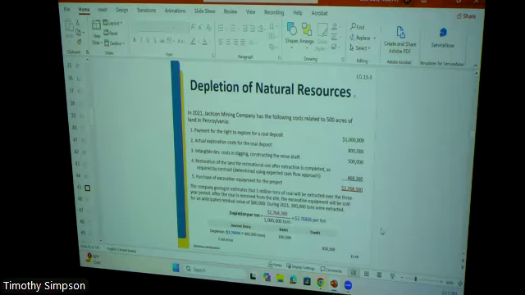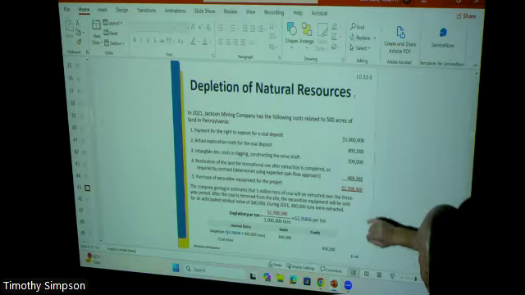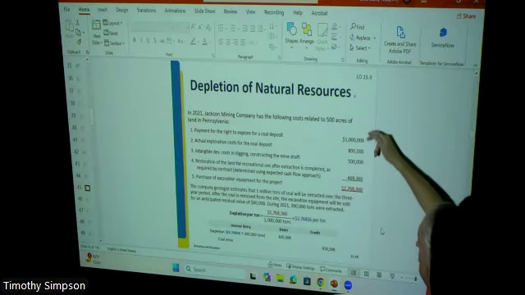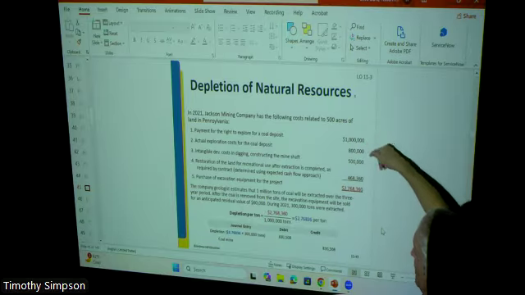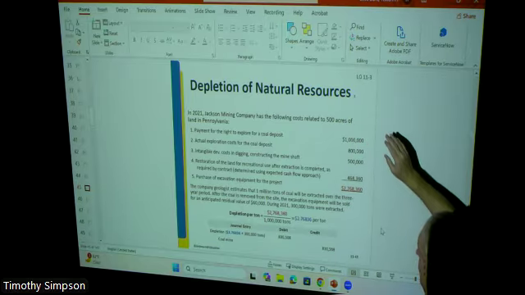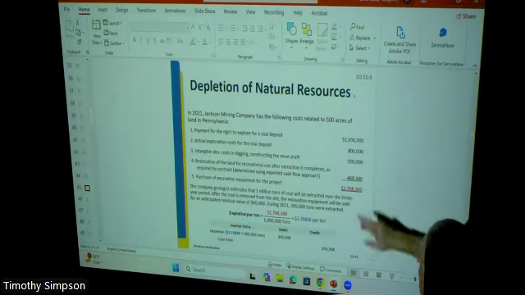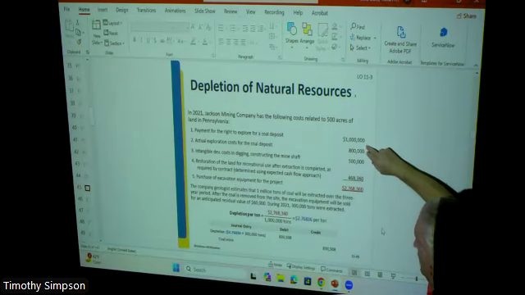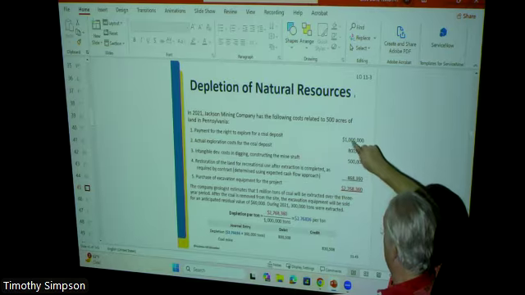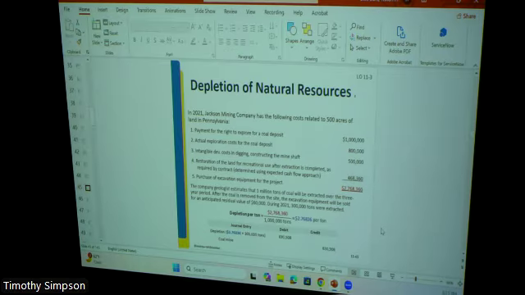Anyway, the acquisition costs, which we're going to be capitalizing here and which form the depletion base, are going to be this: the right to explore. So exploration costs are important. These are the mineral rights that are being paid to someone.